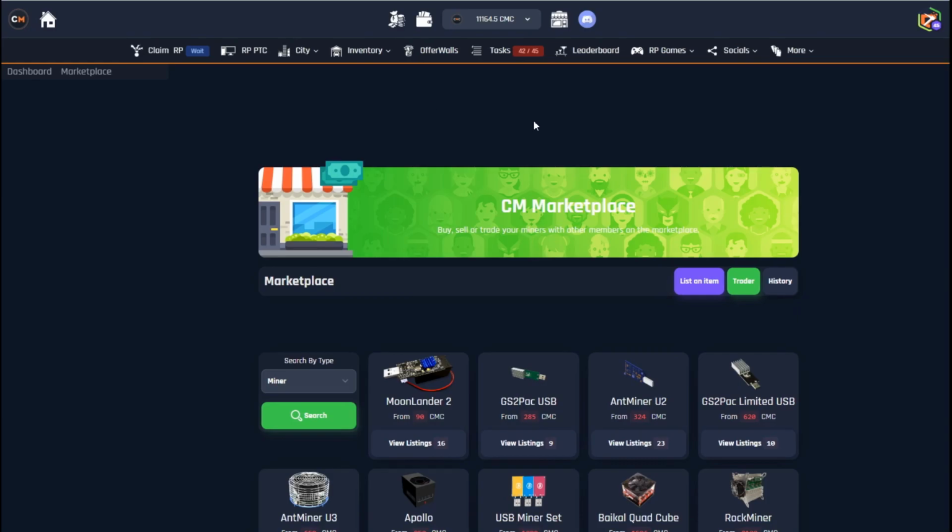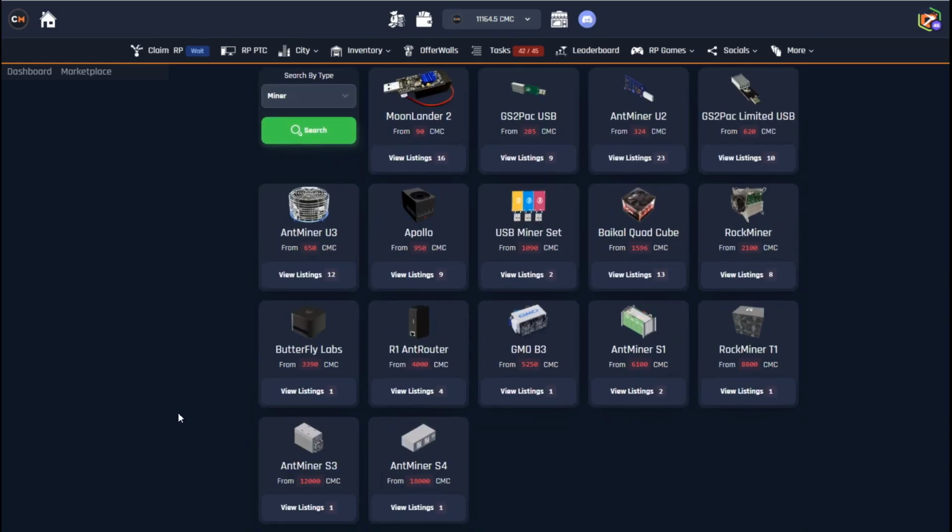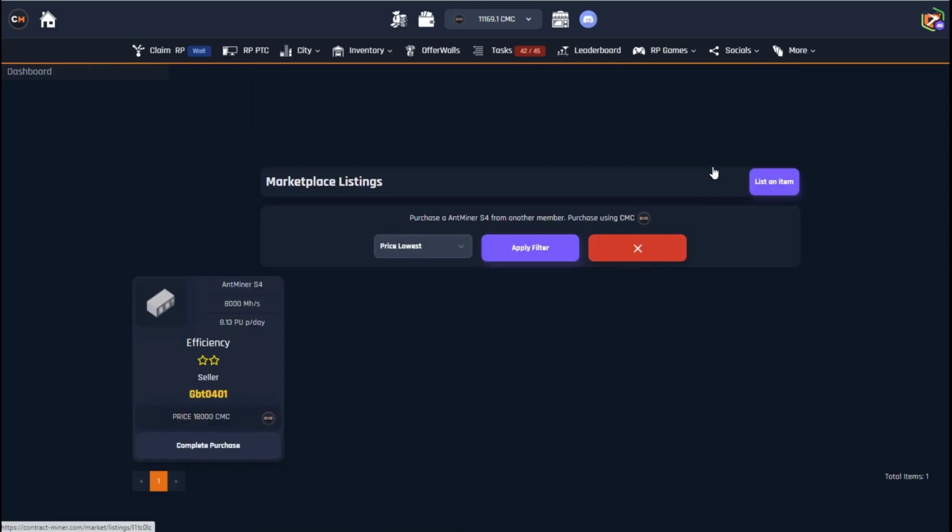is I will be looking to buy another S3 miner. Because an S3 miner is 12,000 CMC. An S4 miner is 18,000. But essentially with an S3 you get 7,050, and with an S4 you get 8,000. So essentially that's like 950 mega hashes, but you're paying 6,000 more CMC.